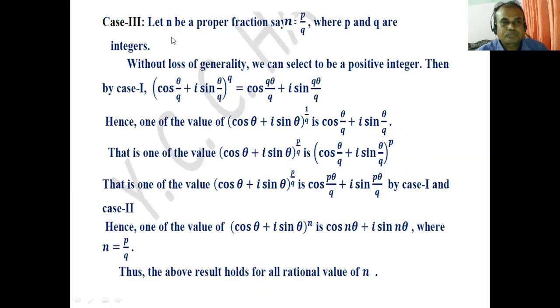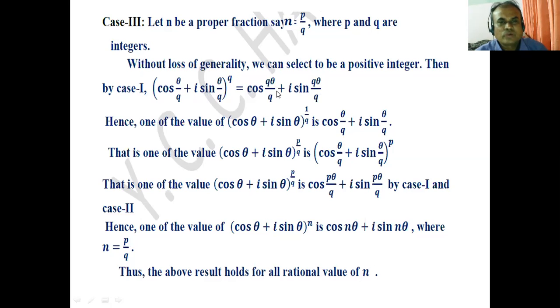Now case 3. Let n be a proper fraction, say n equal to p by q, where p and q are integers. Without loss of generality, we can select q to be a positive integer. Then by case first, we know that for positive integers the theorem is valid, and therefore (cos theta by q plus i sin theta by q) raised to q is equal to cos of q into theta by q plus i sin q into theta by q.